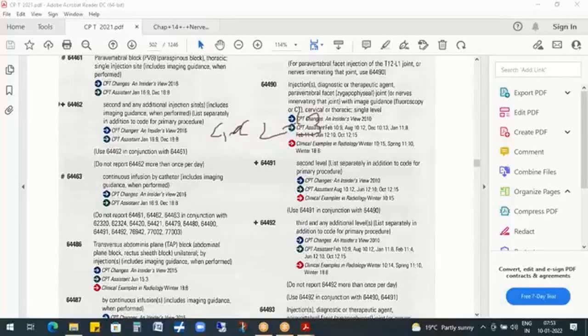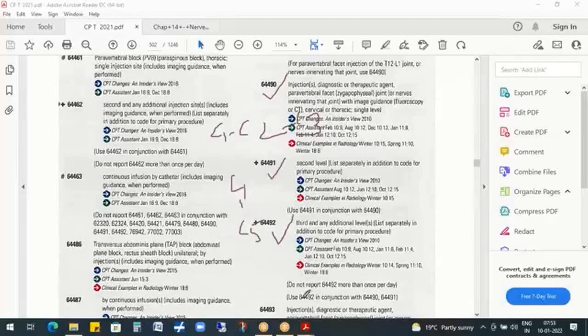Now for the first level, what is the code? 64490. For the second level, what is the code? 64491. For example, if I have given C1 to C5, how many levels are there in total? Four levels are there. First level, the code is 90. Second level, the code is 91. Third level, the code is 92. The remaining fourth level we cannot code. Why? Because maximum we need to code only three levels.